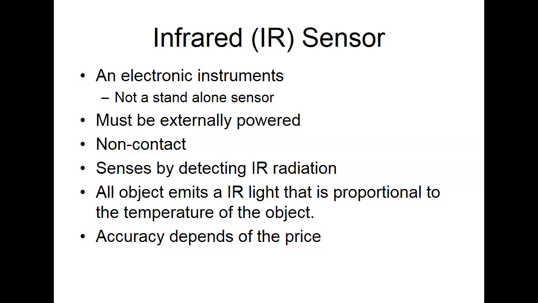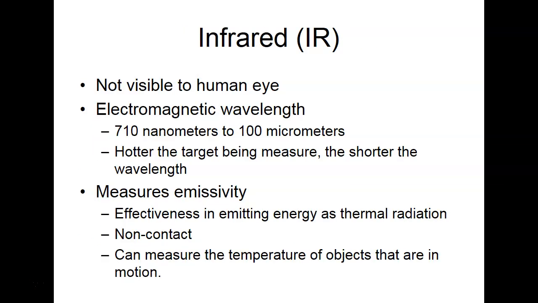A non-contact sensor works by detection of infrared radiation. All objects emit IR light that is proportional to the temperature of the object. Accuracy depends on how much you're willing to pay for this. Infrared, of course, is not visible to human eyes. It's actually between a wavelength of around 710 nanometers to 100 micrometers, which is pretty long. Y'all understand wavelengths? Yep. Okay.